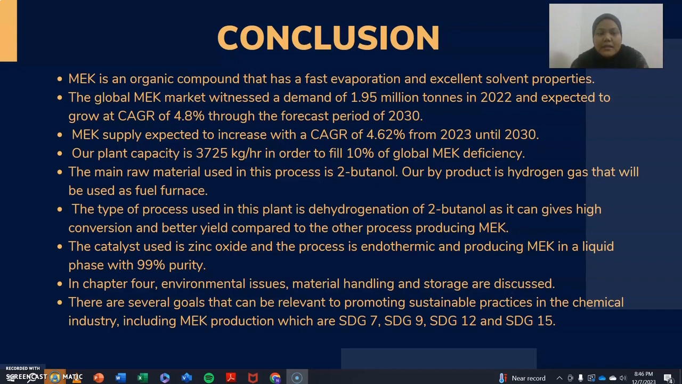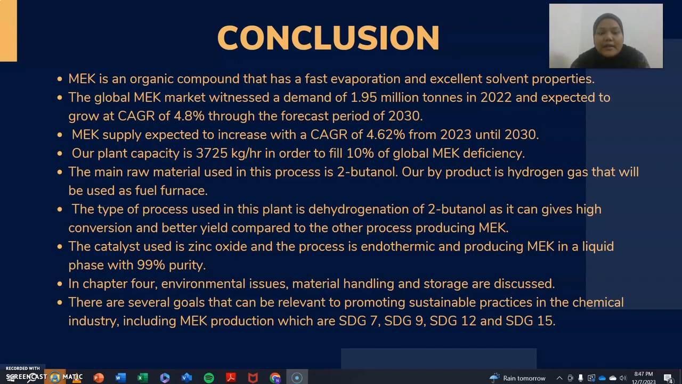Our plant capacity is 3,725 kg per hour in order to fulfill 10% of global MEK deficiency. The main raw material used in this process is 2-butanol, and our byproduct is hydrogen gas that will be used as furnace fuel. The type of process used in this plant is dehydrogenation of 2-butanol, as it can give high conversion and better yield compared to the other processes producing MEK.